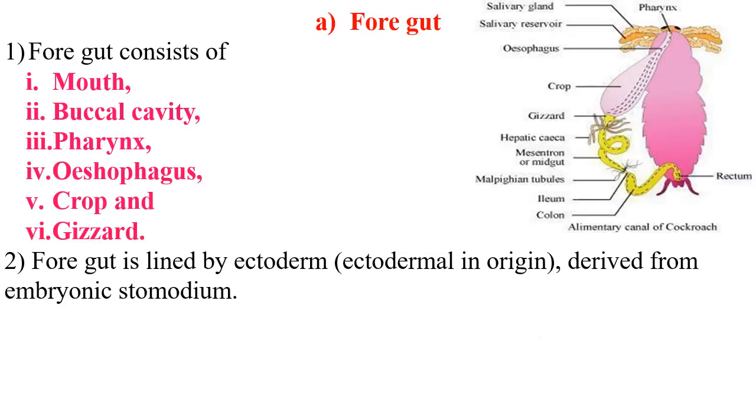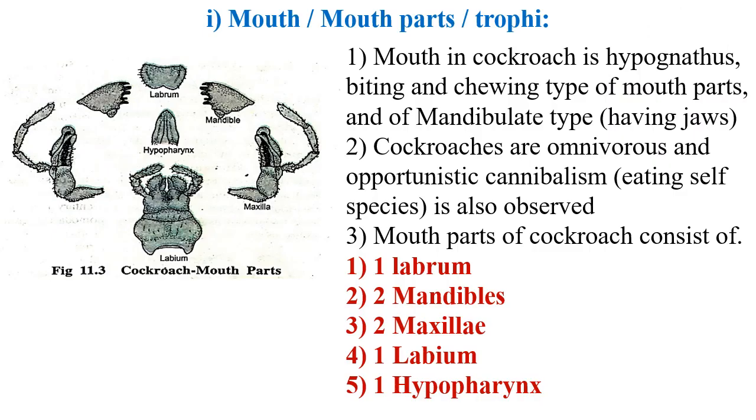First we will discuss the foregut. Foregut actually consists of the mouth, buccal cavity, pharynx, esophagus, crop and gizzard. Foregut is lined by ectoderm, that is, the foregut is ectodermal in origin, derived from the embryonic stomodeum. In the foregut, the first component that we will discuss is the mouth, or simply mouth parts, which are also referred to as trophi.